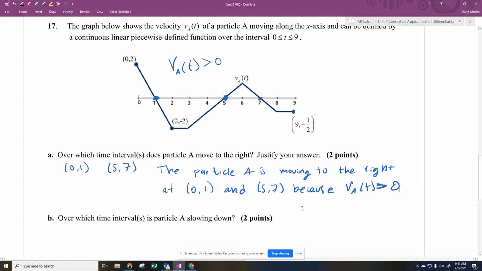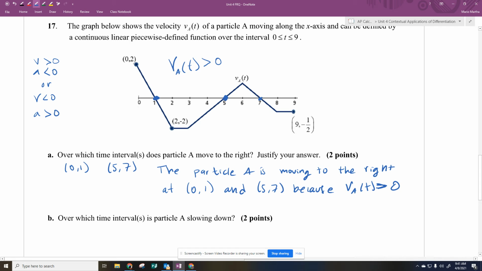All right. And then over which time intervals is particle A slowing down? So remember, when we want to figure out things that are slowing down, that's when v is greater than 0 and the acceleration is less than 0, or when v is less than 0 and then the acceleration is greater than 0. So they have to have opposite signs.